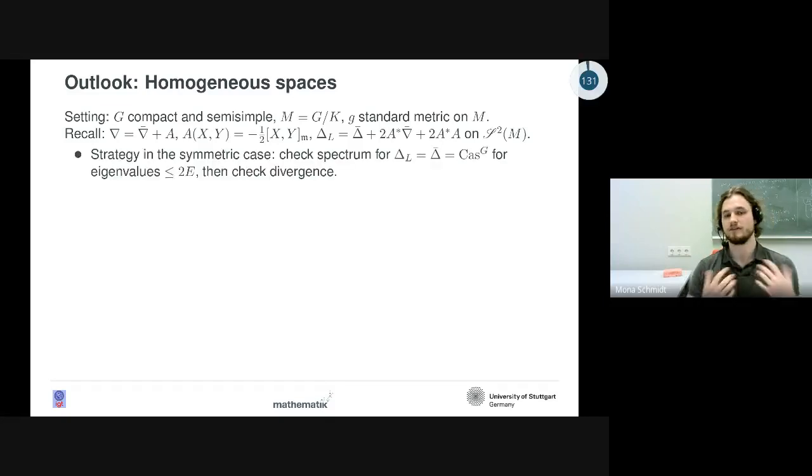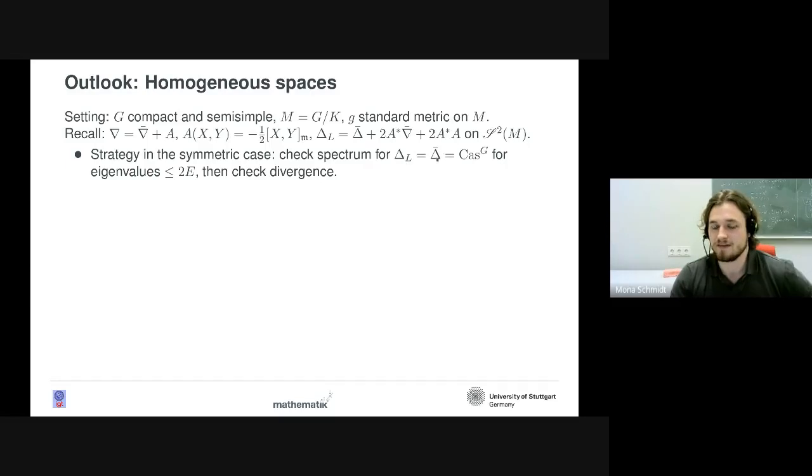So for this symmetric case, the strategy was simple. This is the same as this, and this is the Casimir operator. So we simply check the spectrum of the Casimir operator for suitable eigenvalues, namely the critical eigenvalue 2e if we want to check for IEDs, or some subcritical eigenvalue if we want to check for unstable directions. And then we have to look at whether the divergence vanishes on these eigenspaces or not.